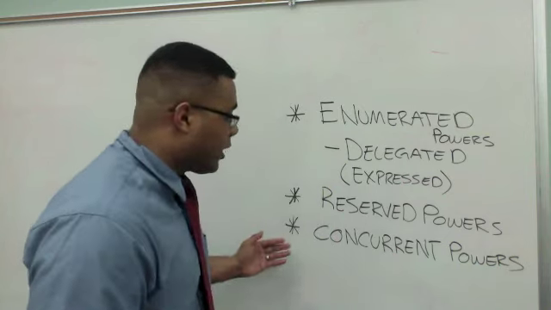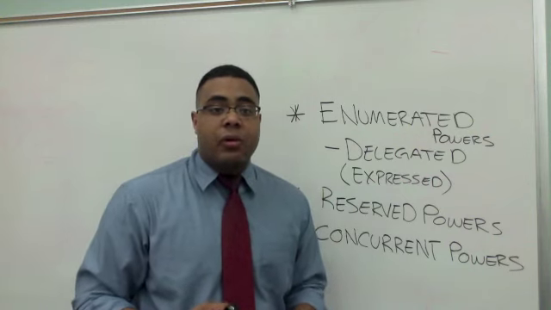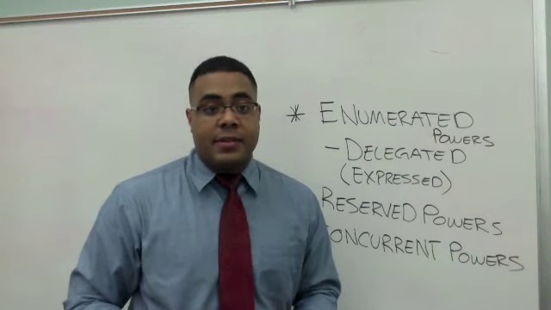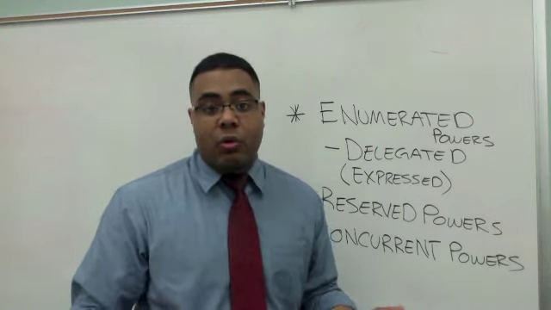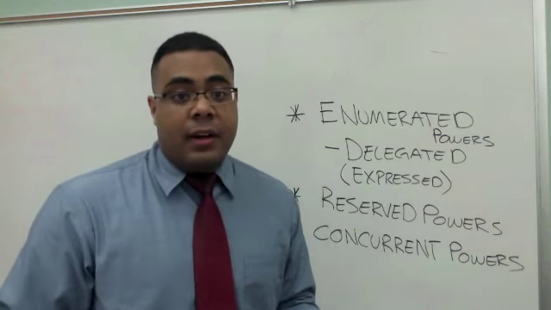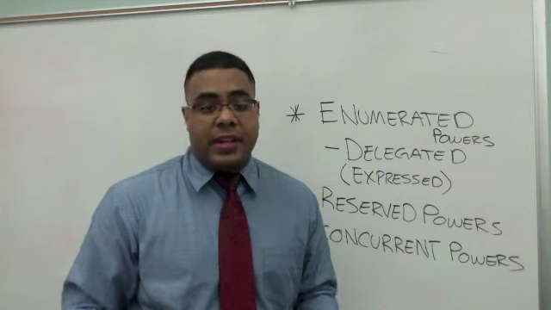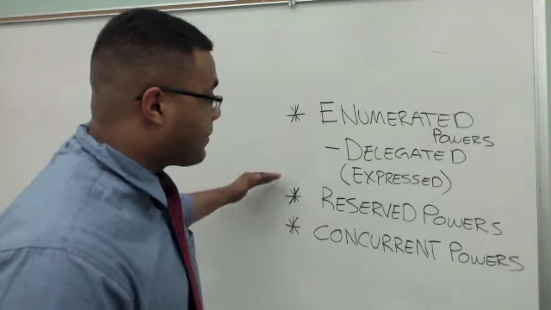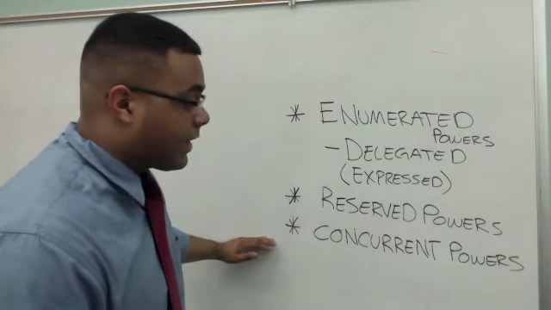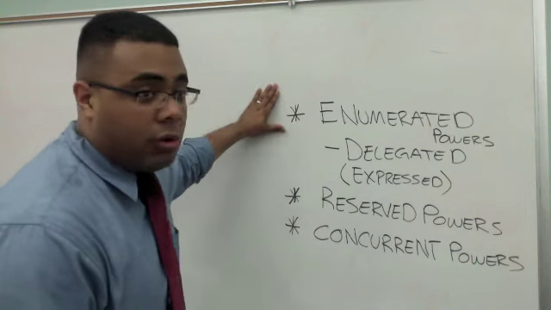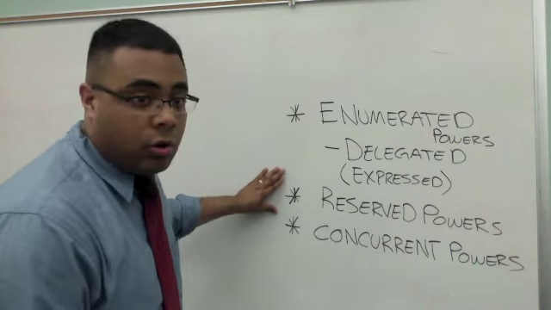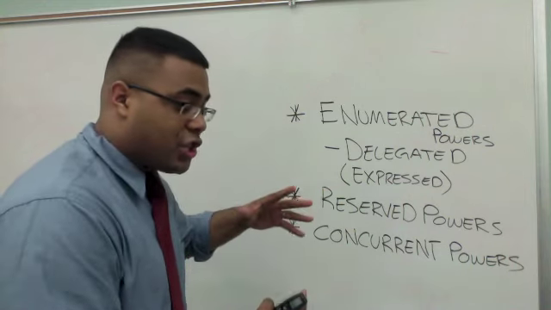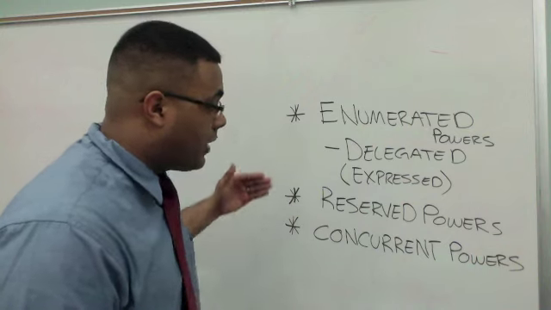The third type of power here we're going to talk about real quick is concurrent powers. These are powers that are shared between the federal government and state and local governments. Some of those powers might include providing for the general welfare, collecting taxes, borrowing money, establishing courts, and enforcing laws. So in a nutshell, guys, you're going to need to know the difference between these three types of powers: enumerated, reserved, and concurrent. Enumerated powers, federal government. Reserved powers, state and local. Concurrent powers is going to be sharing the power between the federal and state and local.